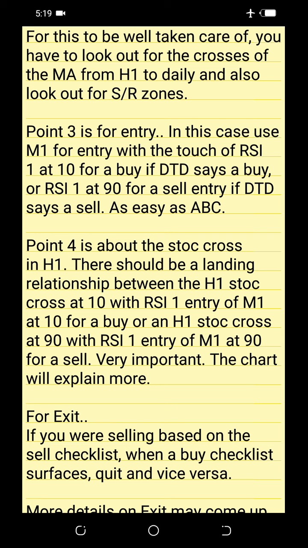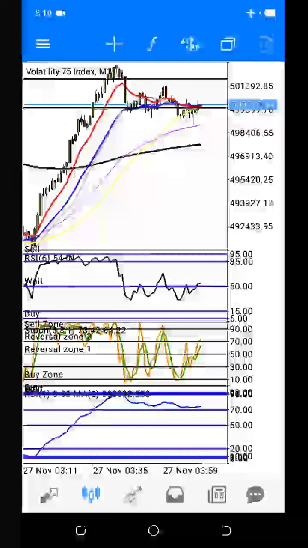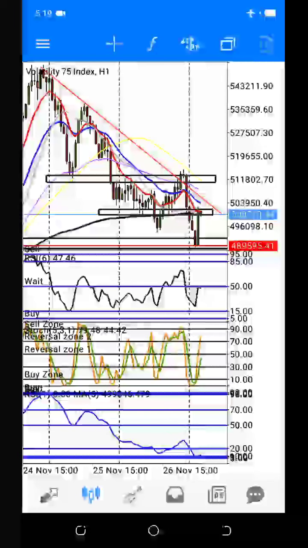Or an H1 stock cross at 90. Or H1 stock cross at 90 with RSI1 entry of M1 at 90 for a sell. Very important. Now, look at this. Let's go to H1. Unfortunately, in this case, we don't have a stock cross in H1 at 90. Why did I say that? Look at this. This is still going. Both of them are still going.